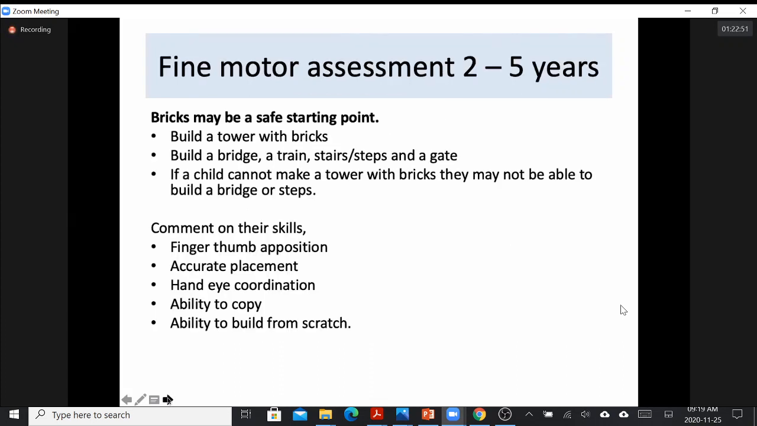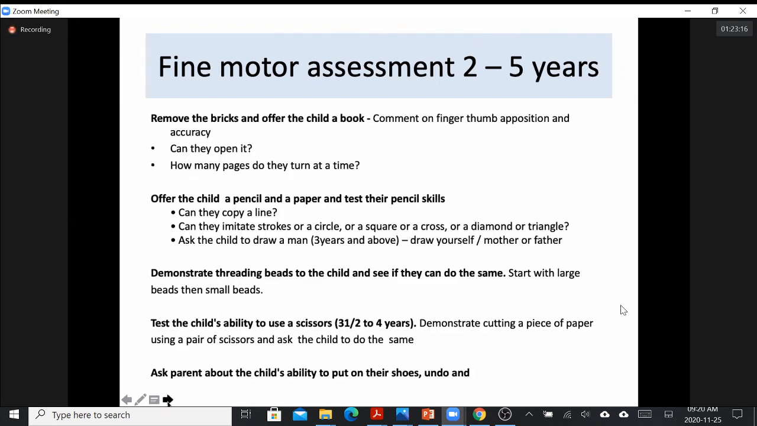Then the fine motor assessment is about what we saw, something like building a tower of bricks, building a bridge, a train, right? And then we have to look at whether they have palmar grasp, whether they have pincer grasp, are they able to hold two things at the same time, are they able to release, are they able to copy, are they able to build from the beginning, all that.